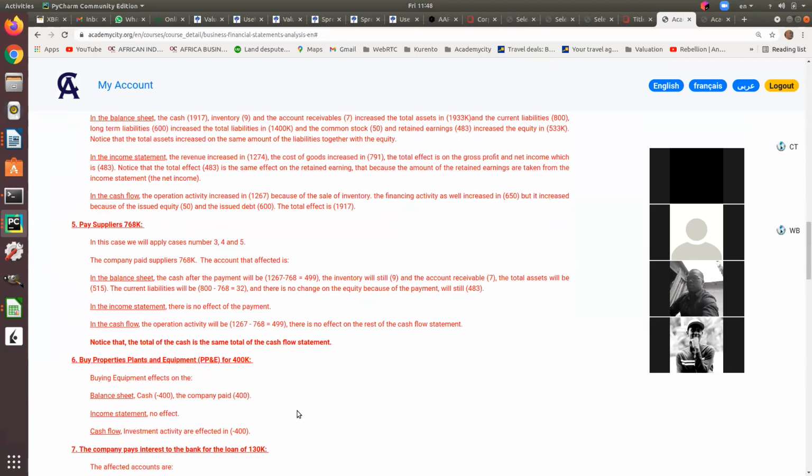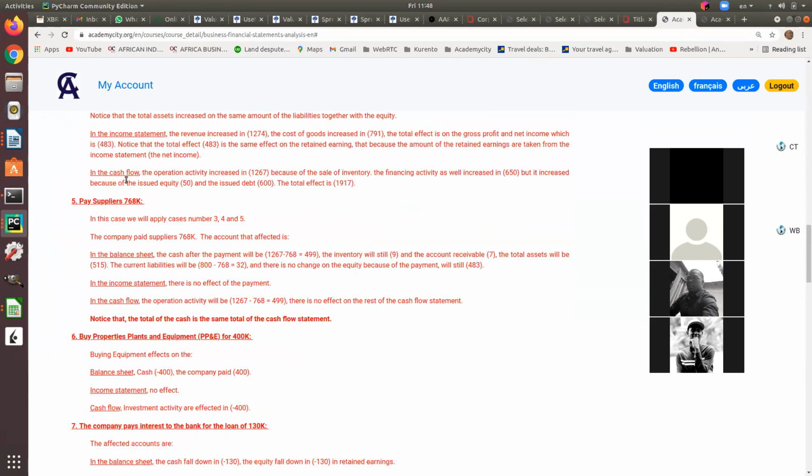Transaction number 5. It says we paid the supplier, but we didn't really pay them the whole amount. We owed them 800, remember? But we didn't pay them all the amount. We paid them only 768. Meaning, by the end of the day, although we pay them, we still owe them some money. Okay? We will owe them 32. Why 32? We owe them 800. If we pay them only 768, we will owe them 32.